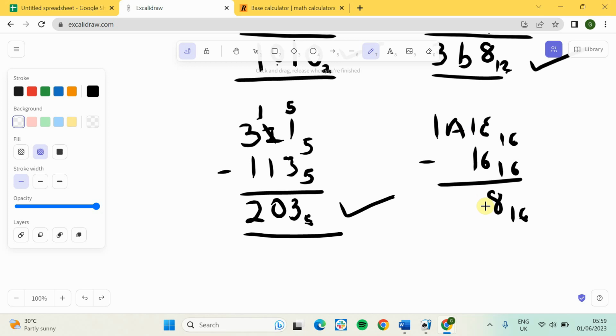1 minus 1 is 0. I'll bring down the A, right? And I'll bring down the 1. So this is our answer. 1A08 base 16. Very simple.